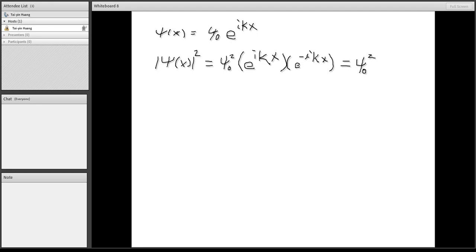So what does that mean? After you solve the equations and calculate the probability density, it is a constant. And it just means that there's no preferred location for the electron to be. The electron can be anywhere.